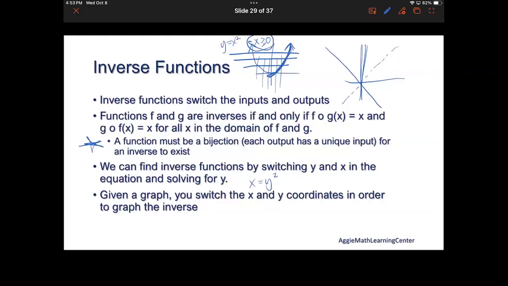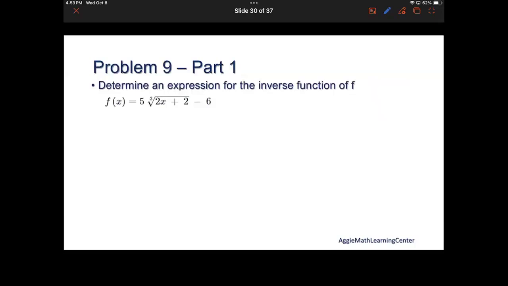Okay, given a graph, you switch the x and y coordinates in order to graph the inverse. We're just going to flop the coordinates in order to reflect over the y equals x line. Okay, determine an expression for the inverse function of f. Let's go. So I want f inverse, which means I want to know what the outputs are when all of the inputs have been flopped with them. So we go like this.